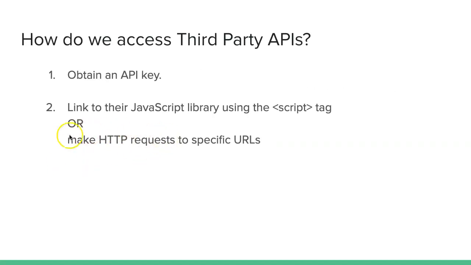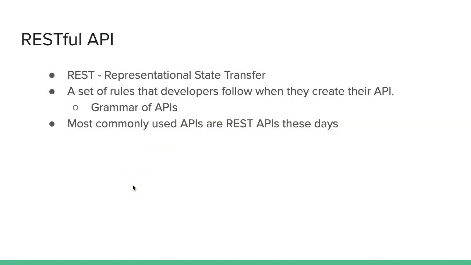So we're going to focus on the second part here, making HTTP requests, because these are a lot more common these days. Although there's a few big players that use the first option, we're going to focus on the second option, making HTTP requests to specific URLs. We call these RESTful APIs, REST, and if you will, API. REST stands for Representational State Transfer. Just for now, without going into this too deeply, we're going to talk more about REST when we talk about the back end, when we go to the server side.